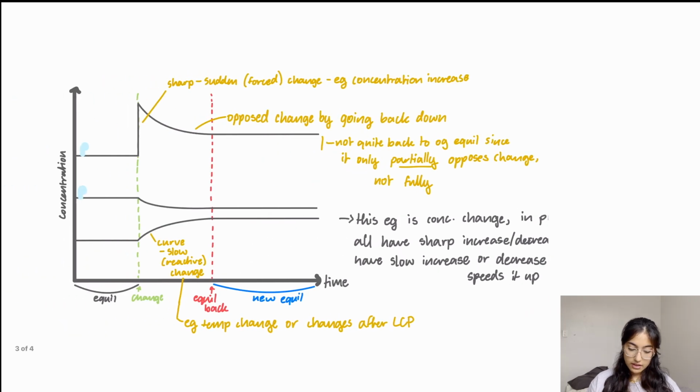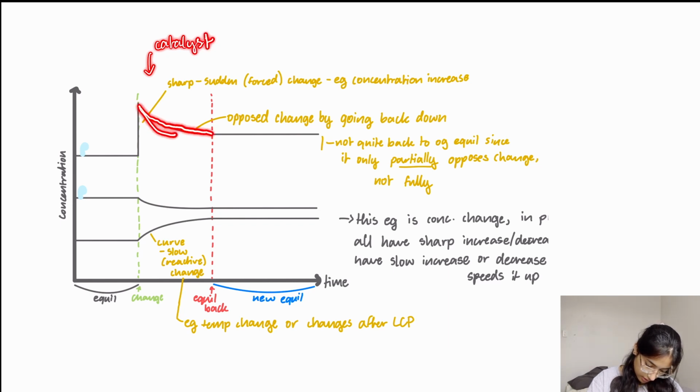And then finally, if it's a catalyst, then it'll just speed everything up. So say if they tell you, oh, this is where we added a catalyst, then you would just see that instead of it going down like this, it would just go down like this. It would just be really fast. And same with this, instead of going down like this, it would just go down like that. Or instead of like this, it would just go boom.